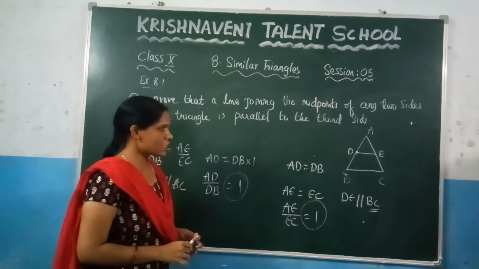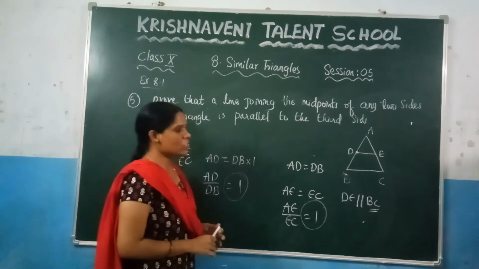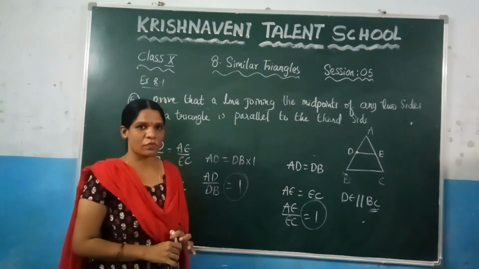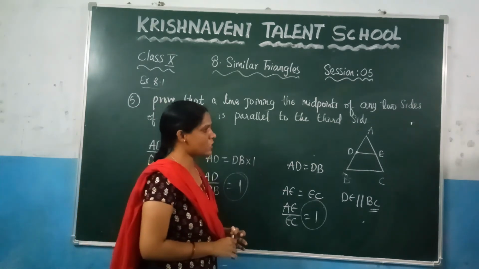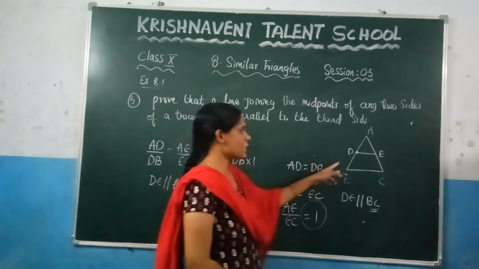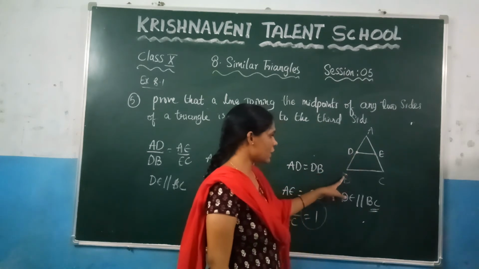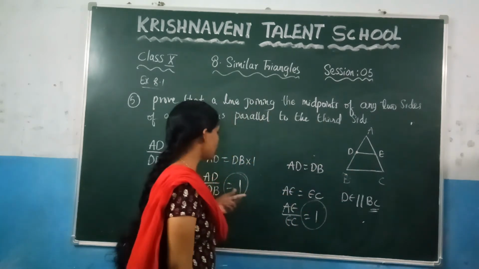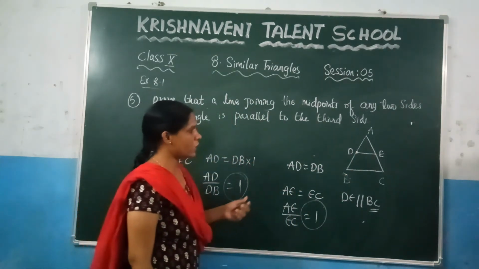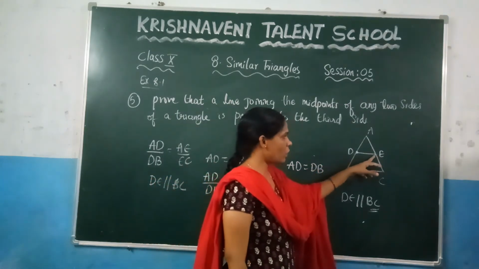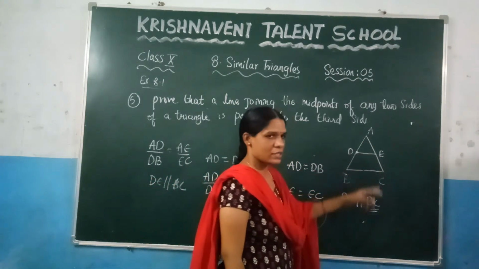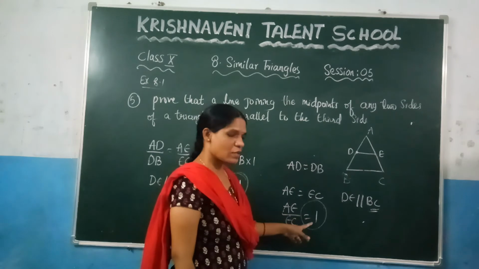So what is the condition they have given here? A line joining the midpoints of any two sides of a triangle, I am taking those points as D and E. So here, since D is the midpoint, you can write it as AD is equal to DB, so that you will get AD by DB is equal to 1. Similarly, if you take E is the midpoint, you will get AE is equal to EC. So AE by EC is equal to 1.